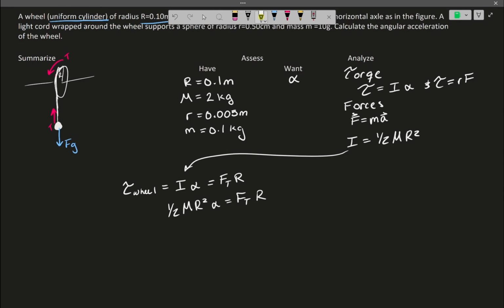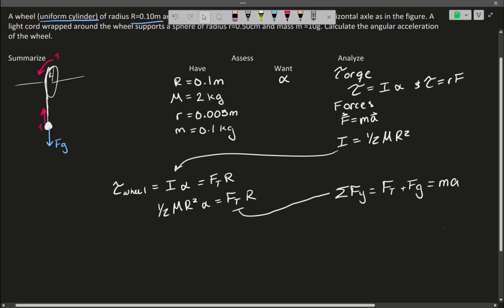So I see that I have the force of tension here. So I need to find a way to come up with an equation for my force of tension. And to do that, I'm going to use the force diagram. So I have the summation of forces in the y direction is going to be my force of tension plus the force of gravity, and this is going to result in some sort of acceleration. Now, this is just the basic equation.